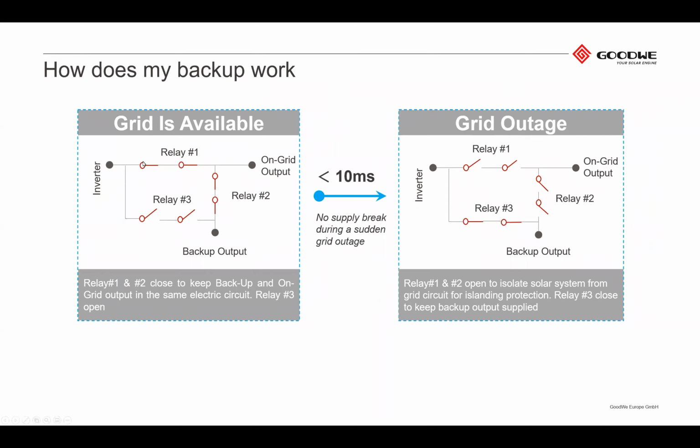As you'll see with our relays, as per regulations, there are double isolated relays. So it's always 2 dual relays, making sure the grid is double isolated. And you'll see this switching process occurs within 10 milliseconds. As I mentioned previously, when the grid is available, the relay is closed between the backup output and the grid output. So the grid and the backup are synchronized when the grid is available.